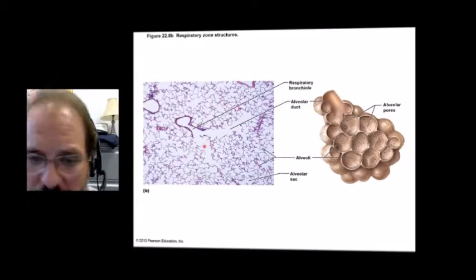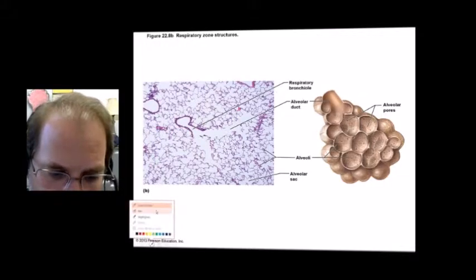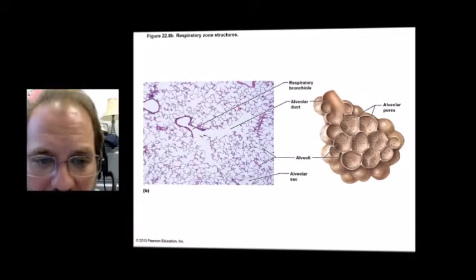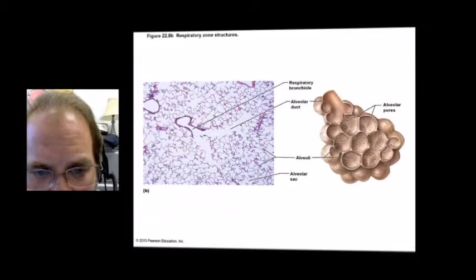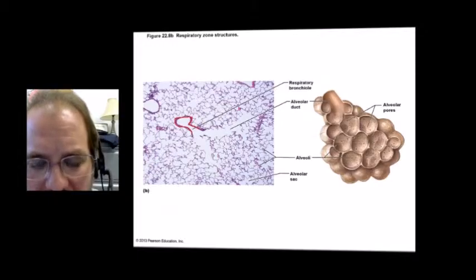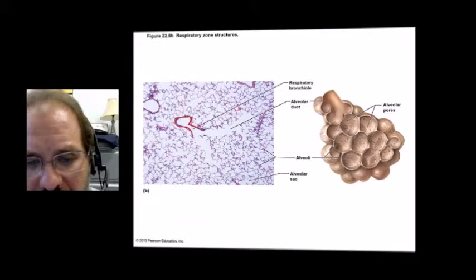All right, so here's the drawing. Then we look over here, and we can see we still have some muscle attached here. This is a respiratory bronchiole. No cartilage plates, so it's not a terminal bronchiole or one of the higher orders of bronchioles. And then once we get to this area, that smooth muscle is gone. It's just alveoli. So this is a duct.